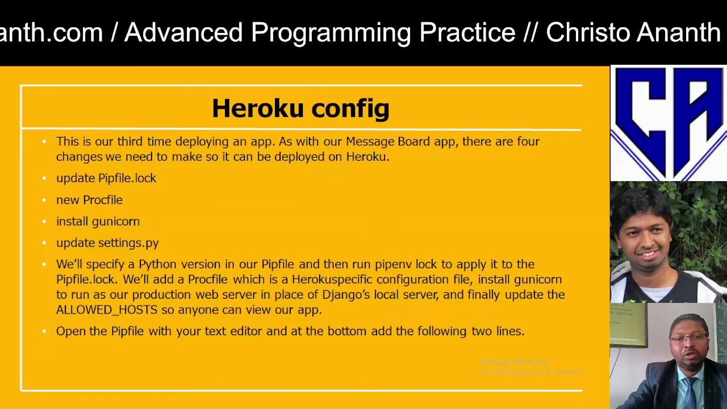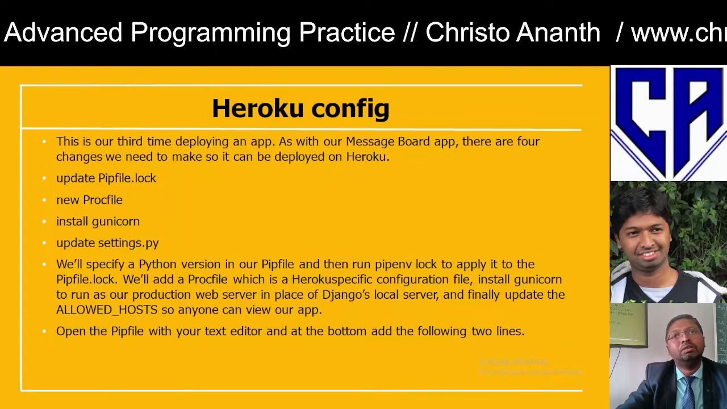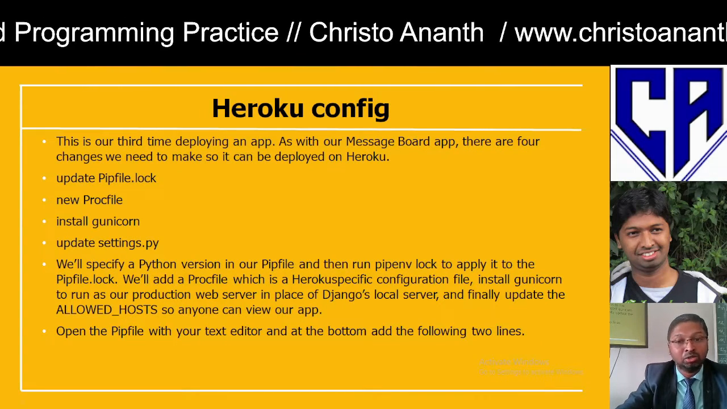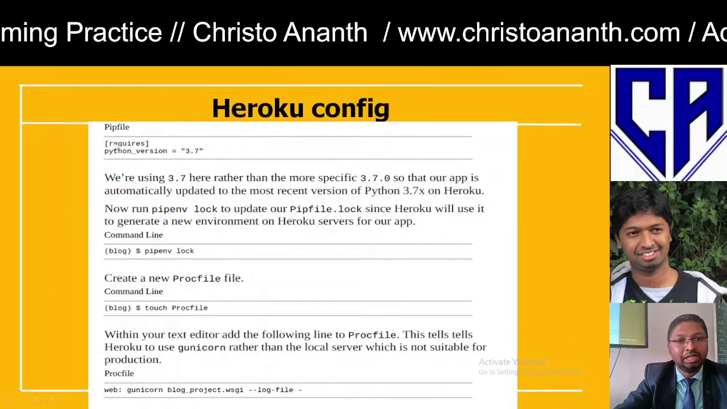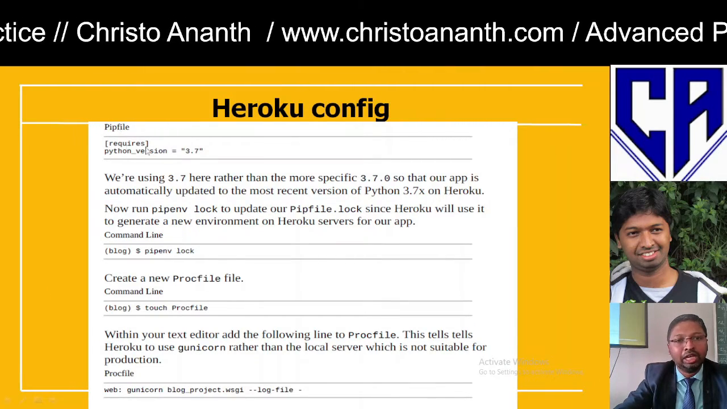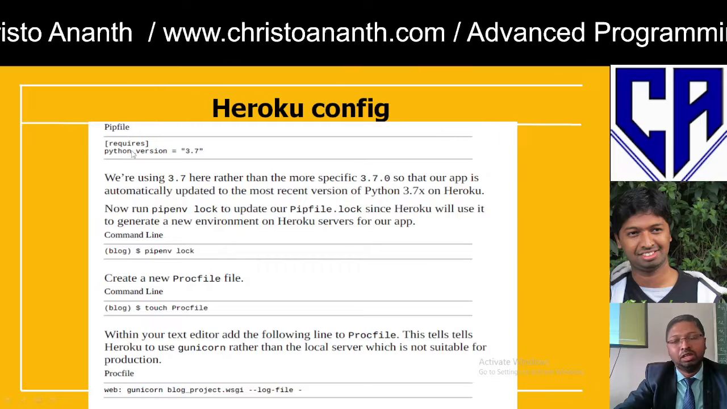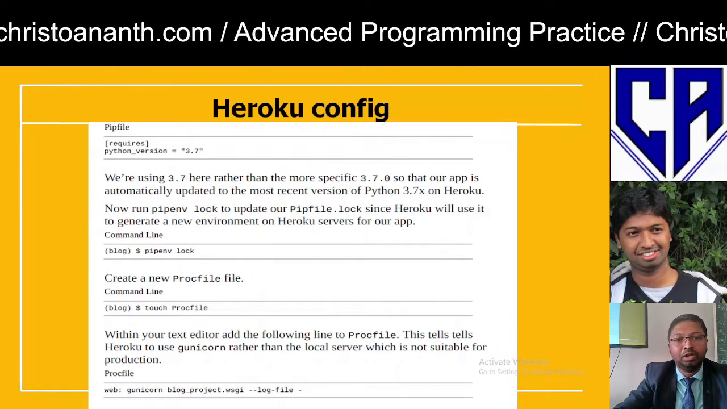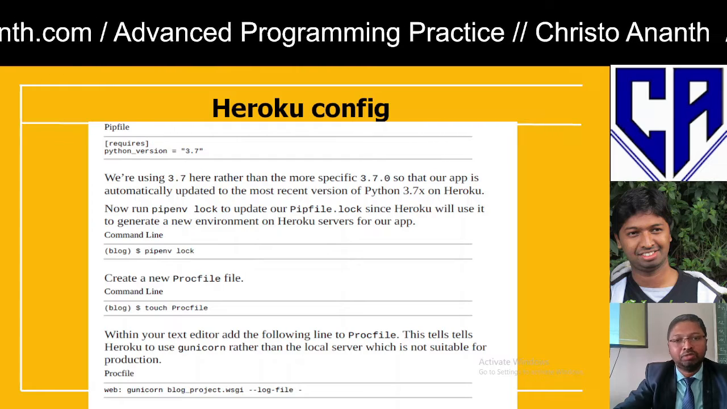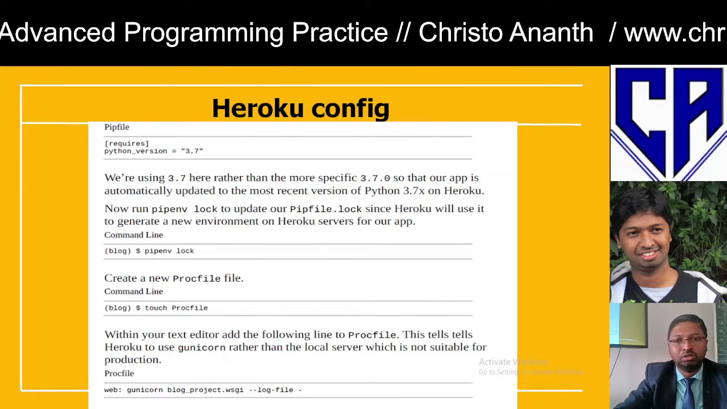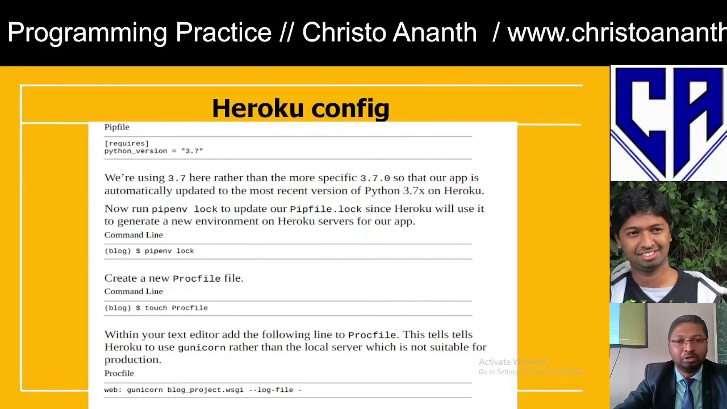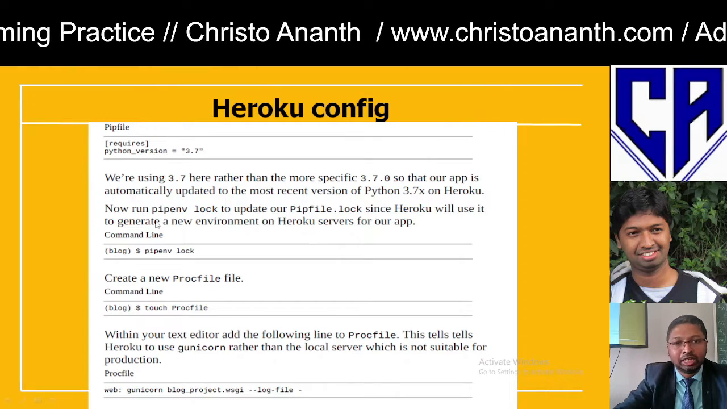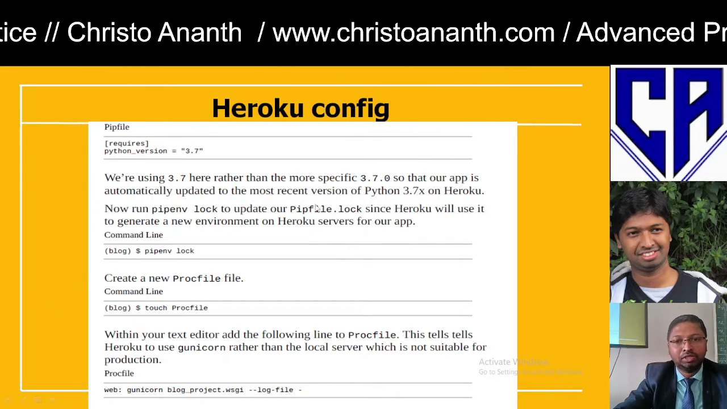So here we have to go with installing the apps. So that's ALLOWED_HOSTS. So you will have these things. The Pipfile requires the Python version, maybe 2.7 or maybe 3.6 or 3.7. You have to be very specific with the version also, but it's not a compulsion. Okay, so you have to run pipenv lock for the Pipfile.lock.